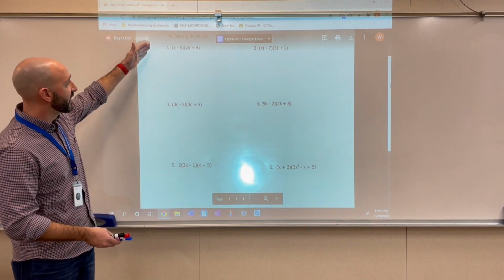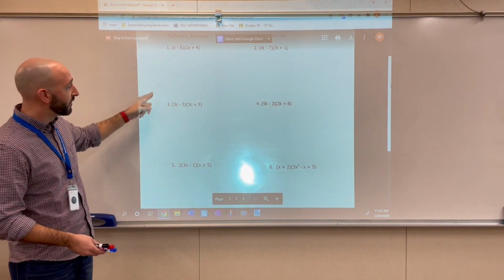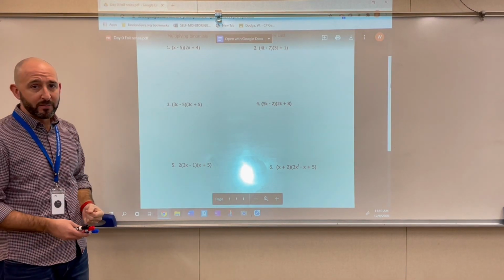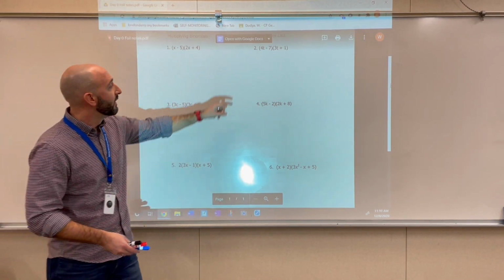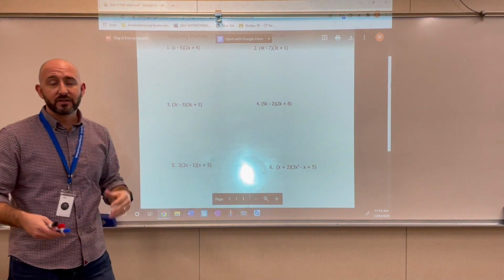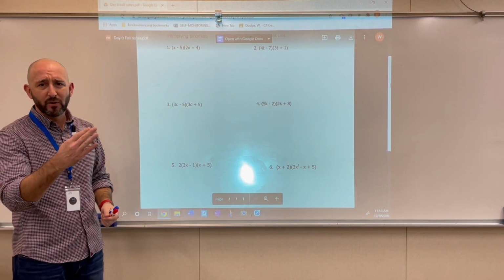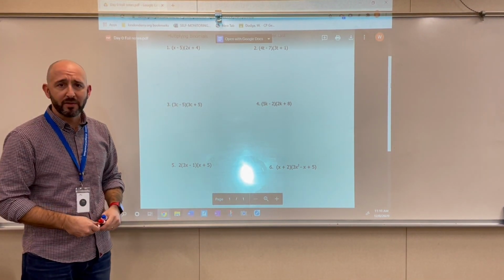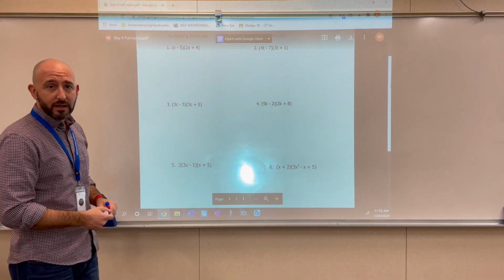So what I'm going to do is I'll use the left-hand column here, so numbers 1, 3, and 5, to use the distributive property, or the FOIL method, and then 2, 4, and 6 to demonstrate the area model. And I'll alternate back and forth between those two methods. So let's go ahead and get to work.